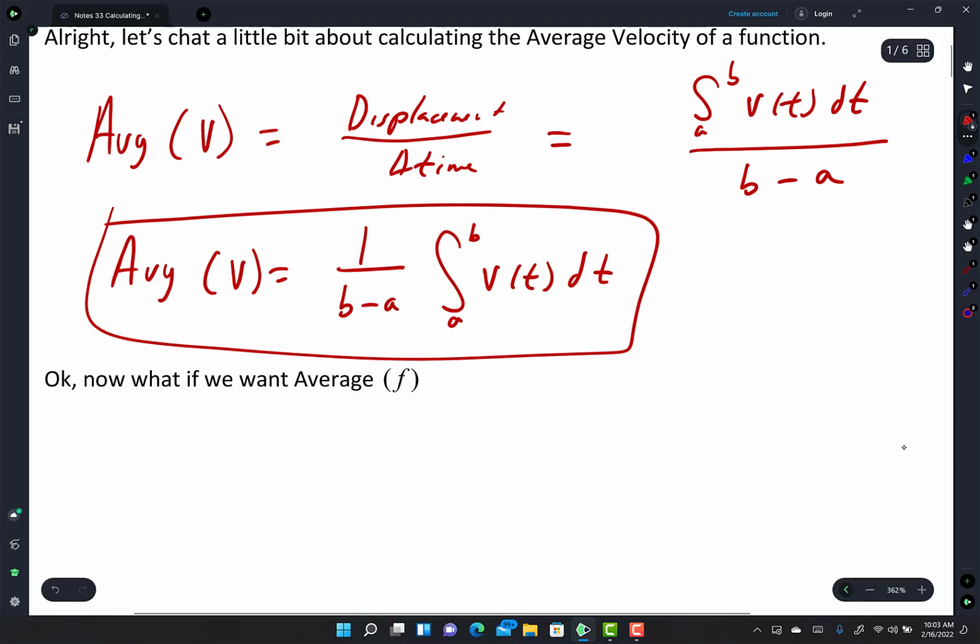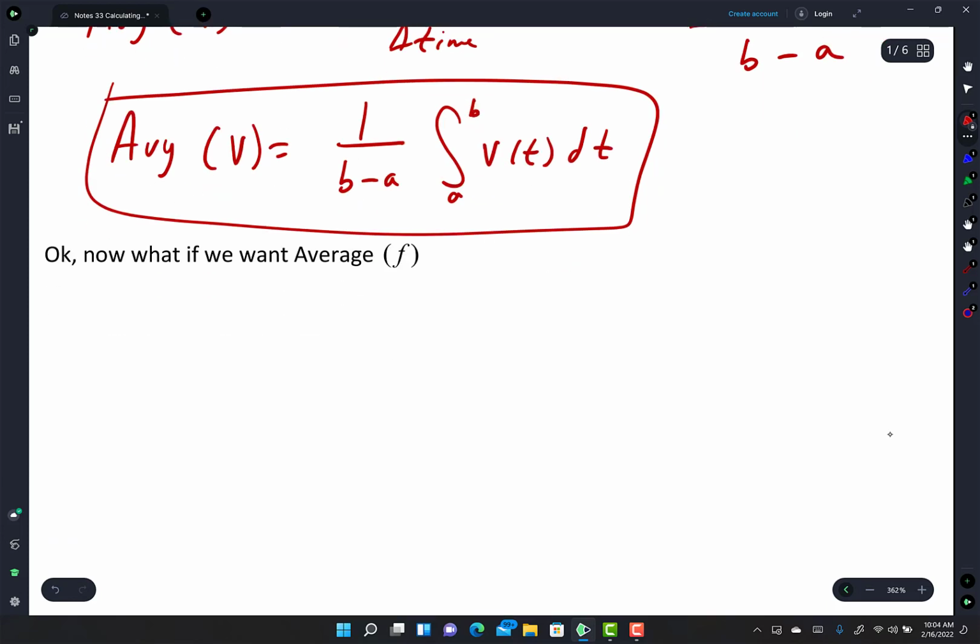Does that make sense to you? Yes. Okay. Now that we know that, this is average velocity, and I want you to observe. Let's just observe the formula. Average velocity, 1 over B minus A, integral A to B of V of t. Interesting. Using what we just learned right now that you guys derived from scratch, what do you think I have to do to find average of F?